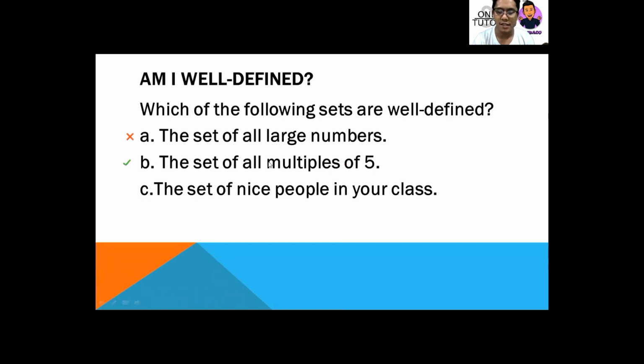Okay. Yes. Since we can write 5, 10, 15, 20, okay, and so on and so forth. So this is well defined, since this is the set of all multiples of 5.